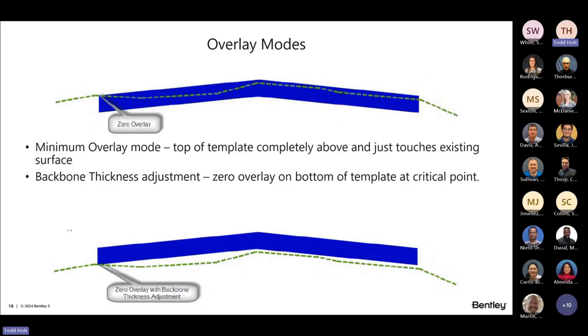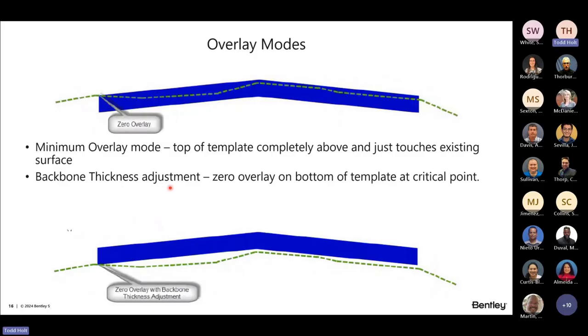Here's another example, a 0 overlay. The overlay modes that we may have have different criteria. When you're using the minimum overlay mode, the elevation of the PGL is calculated by adjusting the top of the template until it is completely above and just touches the existing surface. So if our template point is here, and we have our 0 overlay, with the 2% or 1% or 3% that we're going to build back to, it's going to move the minimum overlay mode up above until the 0 touches the existing ground. And that gives us that option.